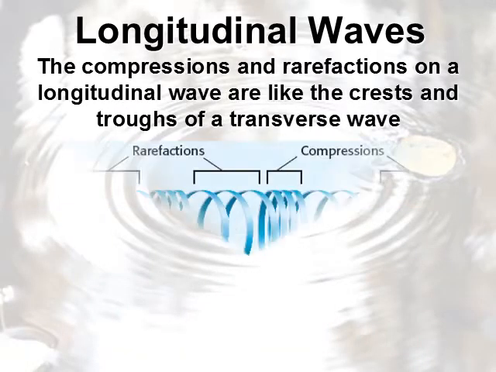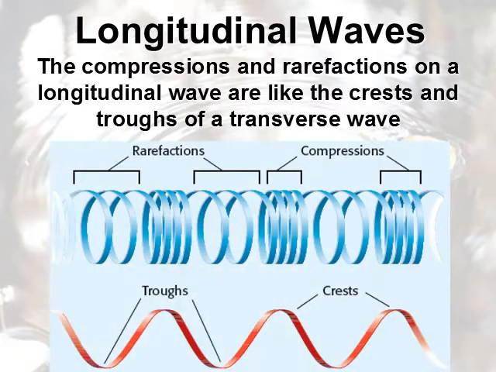Compressions and rarefactions on a longitudinal wave are comparable to the crests and troughs on a transverse wave. You can see in the illustration that the compressions are like the crests on a transverse wave, and the rarefactions are the comparison to the troughs on the transverse wave.